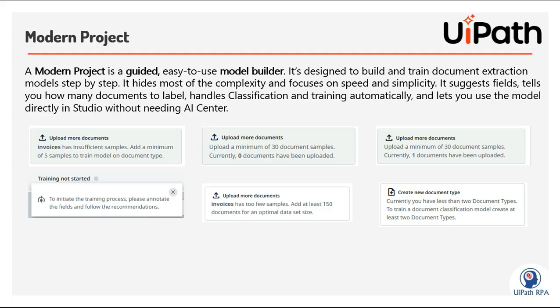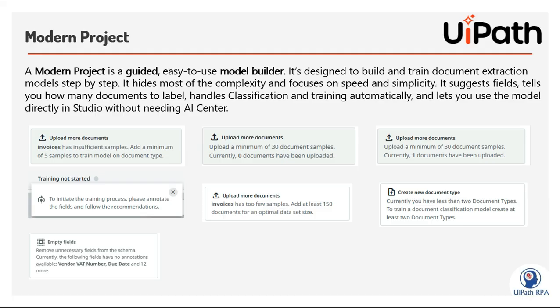It says that create a new document type. Currently you have less than two document types. If you just create one document type, it will ask you to create one more, because if you want to train a document classification model, you need to create at least two document types.